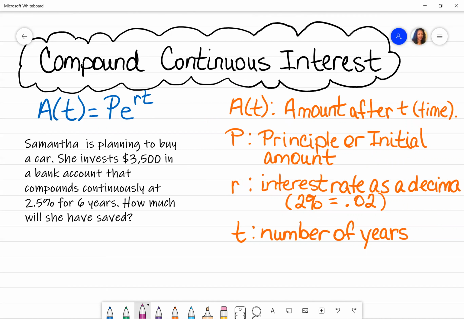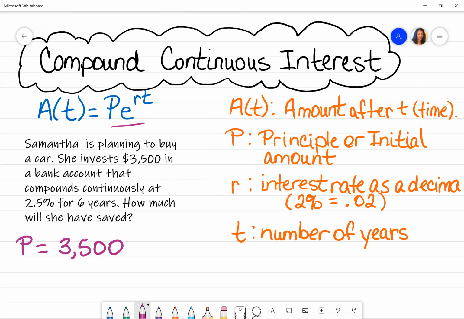So reading this problem, it says Samantha is planning to buy a car. She's still investing at $3,500. Well, we determined in the last problem that that represented P, which is her initial amount or her principal, and a bank account that compounds. This is what you're looking for. If you ever use this formula, you have to see that word in your word problem. So continuously.